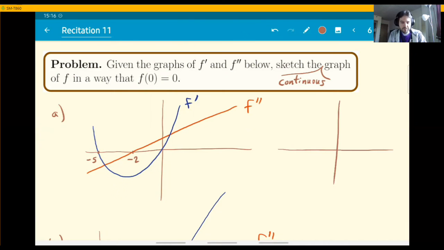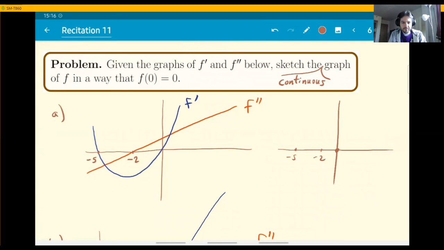Okay, so we're going to try to sketch f. f of 0 has to be 0, so it needs to go through this point. We just have to understand what's happening to both f prime and f double prime. There are important numbers here, -5 and -2. So you're just going to look at the signs of each one of those.